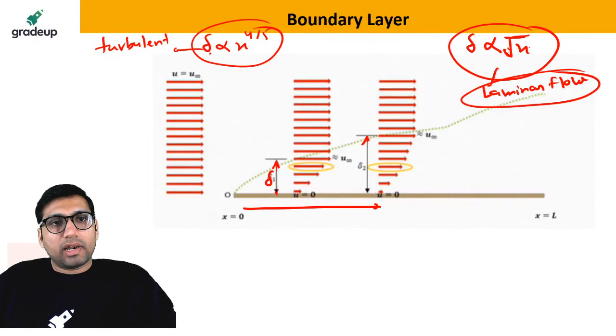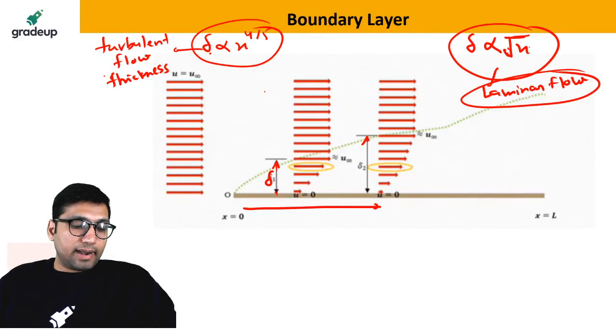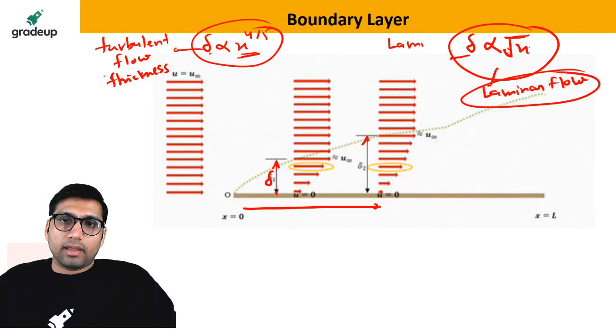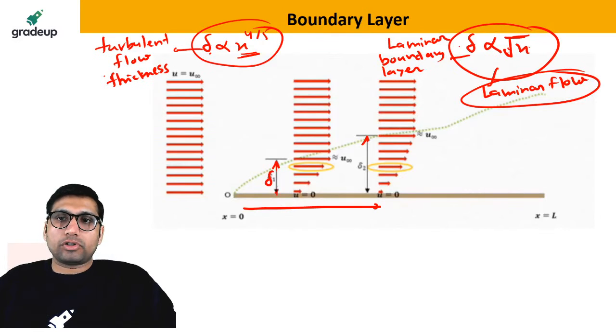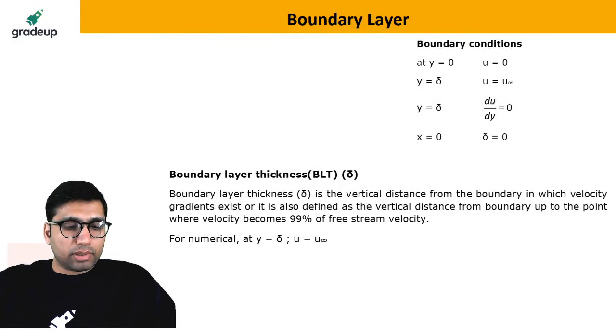Turbulent boundary layer thickness is directly proportional to x power 4/5, where x is the distance from the leading edge. And in the laminar region, the laminar boundary layer thickness delta is directly proportional to root of x. Okay, clear everyone? This is a very important relation. I have to tell you some more important relations.